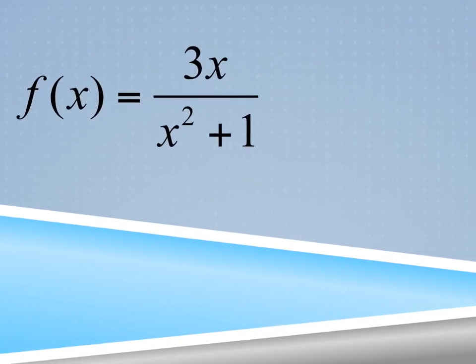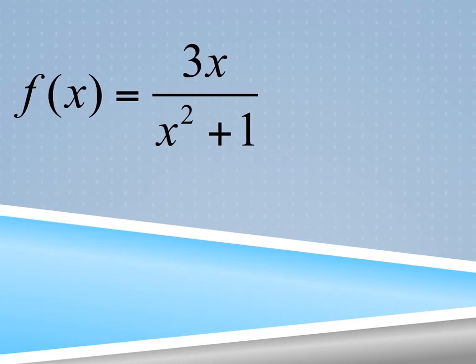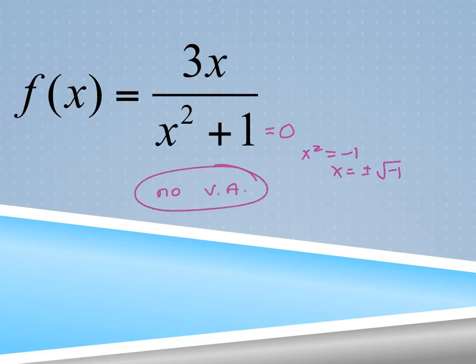All right, now look at C. What happens when I set this denominator equal to 0? Can you graph an i? No, there is no vertical asymptote. There is no way to get that to be 0. I'd get x squared equals negative 1, x equals plus or minus the square root of negative 1, which is not a real number. No vertical asymptote.